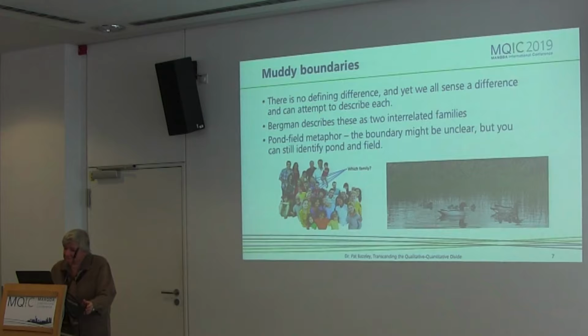The boundary can be unclear, but you can still identify the pond, the field, and the boundary. The thing about this way of looking at things is that whether we use numbers or text to describe something doesn't actually change the phenomenon itself. It doesn't change what we're studying, but it does change how we look at it and how we think about it.